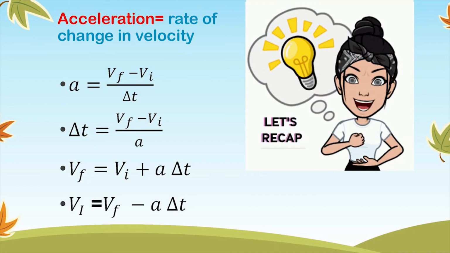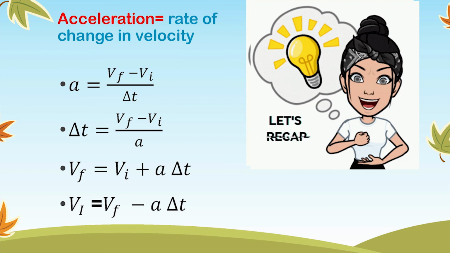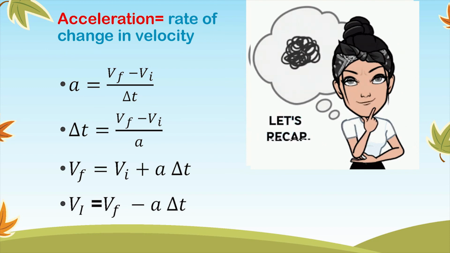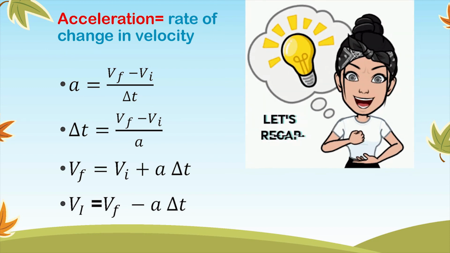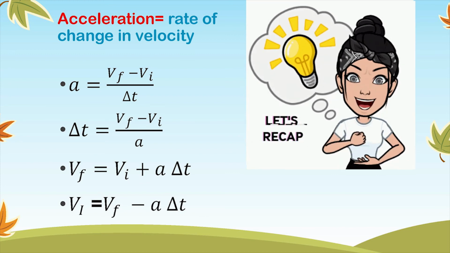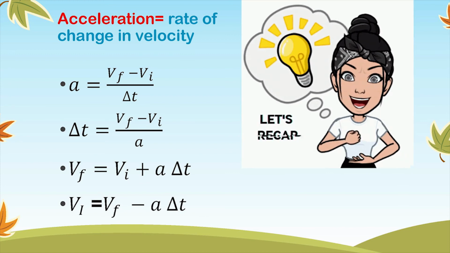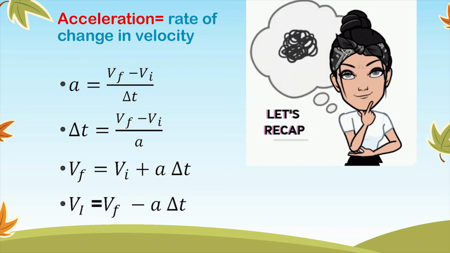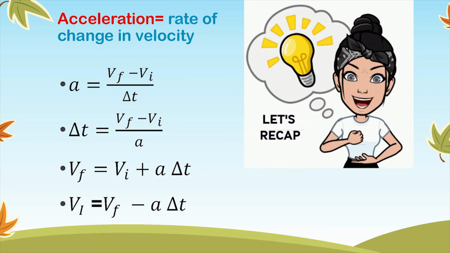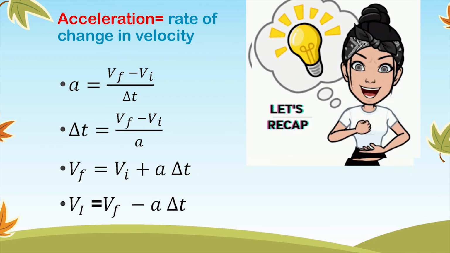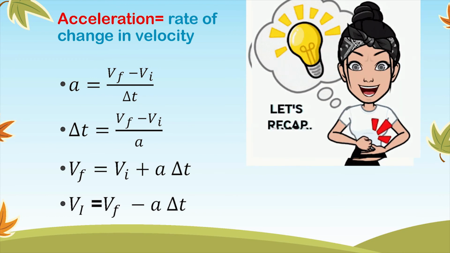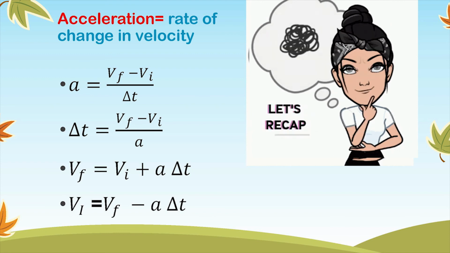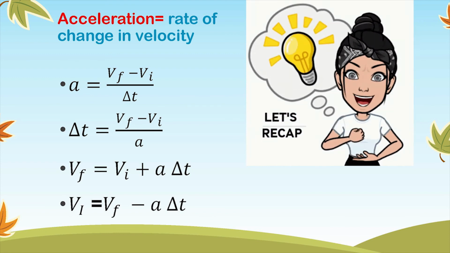Let's have a quick recap. In this video, we have learned that acceleration is equal to the rate of change in velocity over time. We can determine the other quantities like time, initial and final velocities as follows. Equation 1, a is equal to vf minus vi over t. Equation number 2, t is equal to vf minus vi over a.